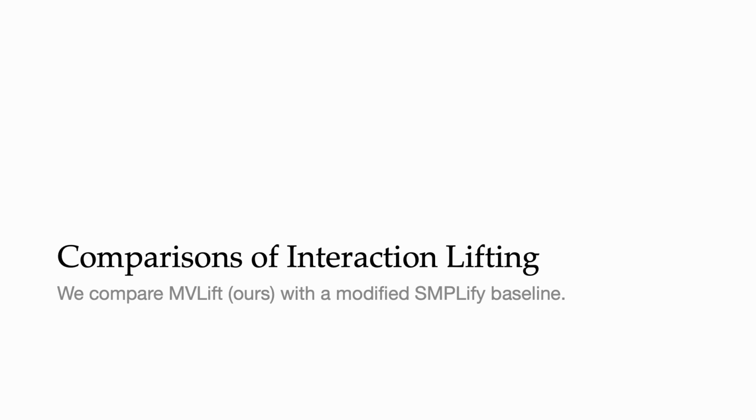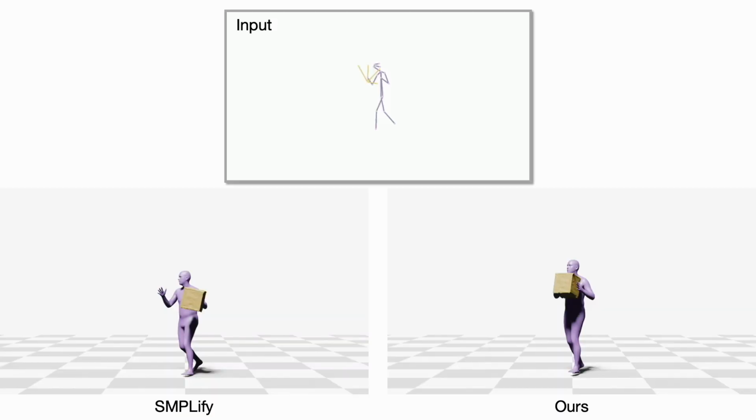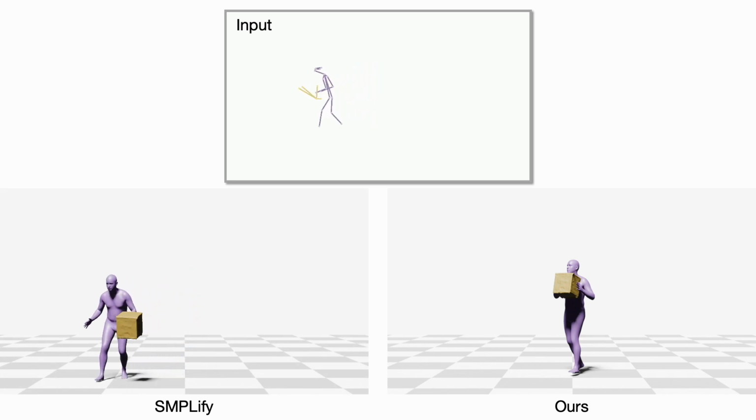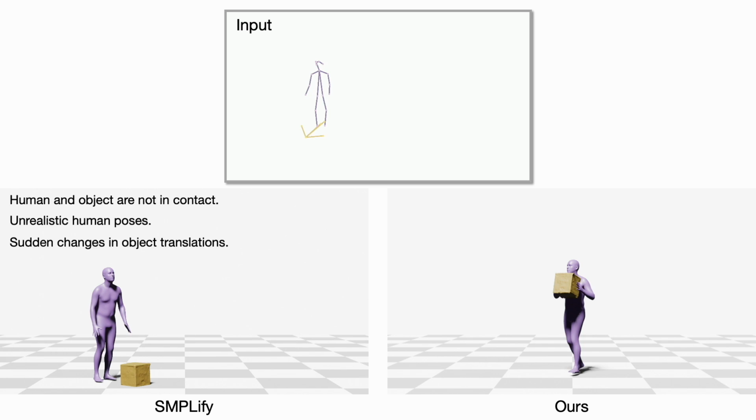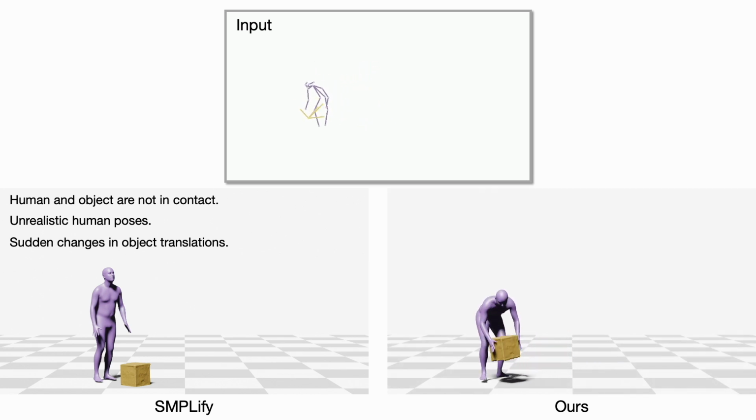We also evaluate our approach on human-object interaction data. As shown in the video, the baseline results show incorrect contact between the human and object. Some frames contain unrealistic human poses and sudden object translations. Our approach generates more realistic interactions with plausible hand-object contact.